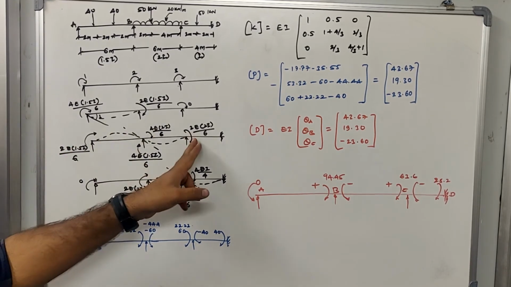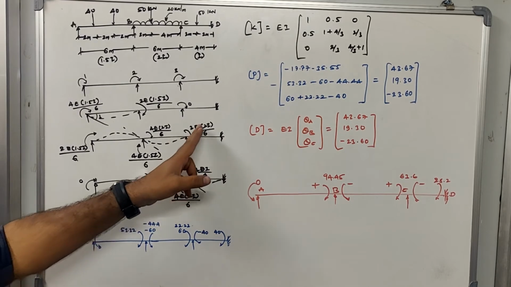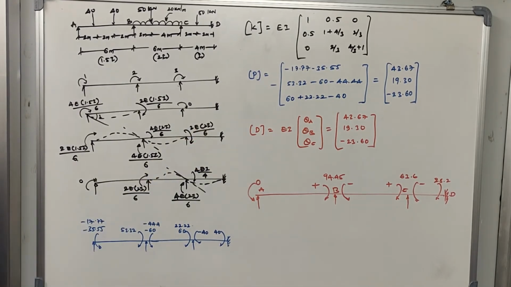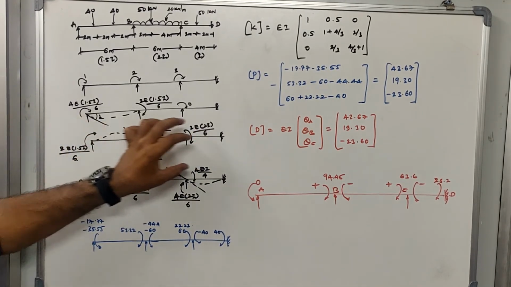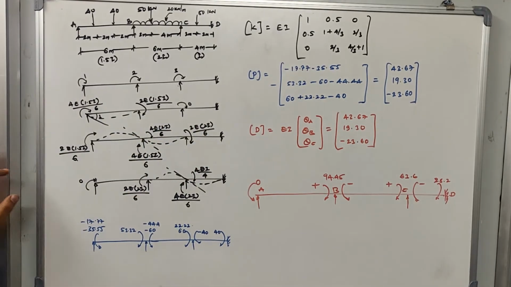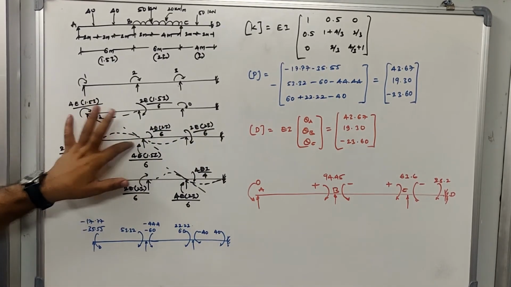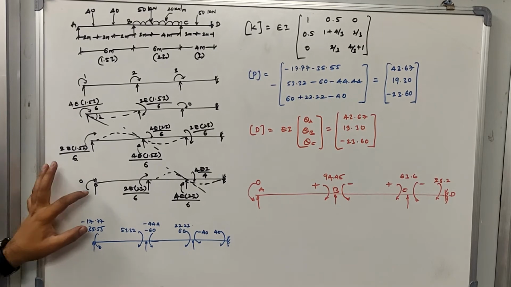Okay, and in case of CB it will be 2E into 2I divided by 6. So these are the moments that are created because of the unit rotation applied at the second coordinate. Now let us go to the third coordinate.